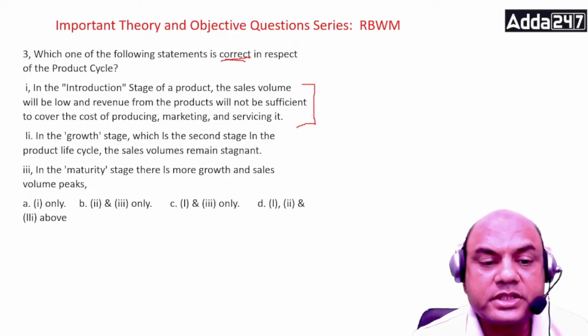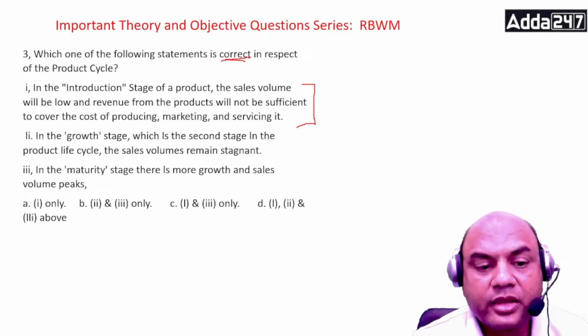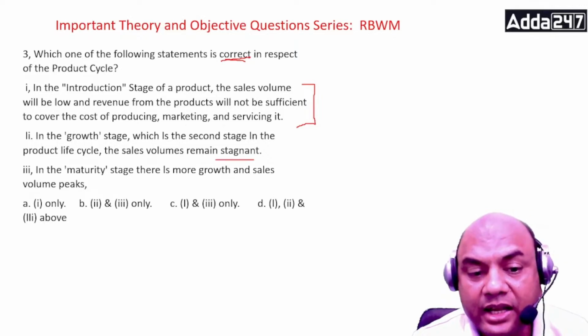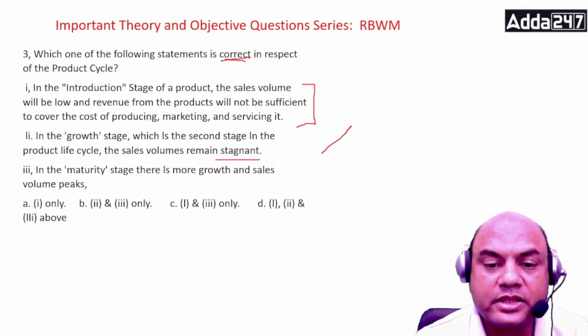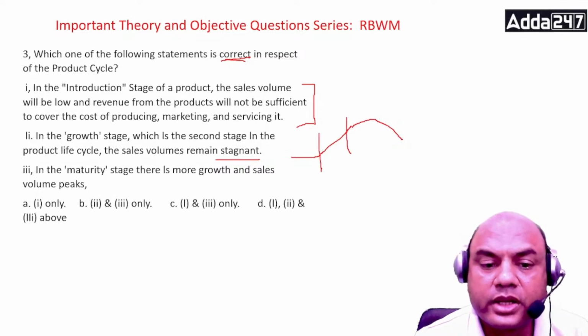In the growth stage, which is the second stage, the sales volume remains stagnant. Is this stagnant? What did we see? It is growing, right? This was the introduction, this was growth, then maturity, then decline, right? So here it is growing. So this is wrong.